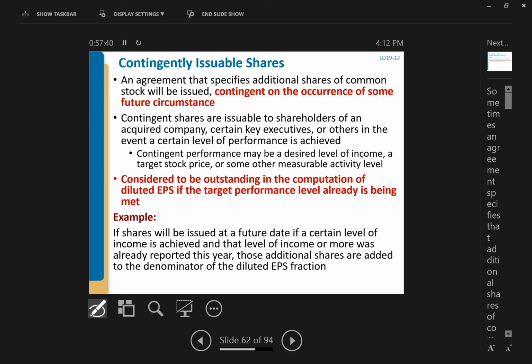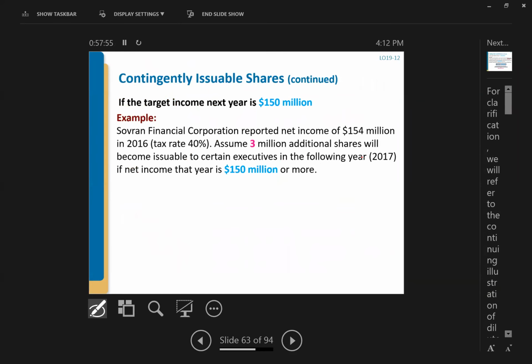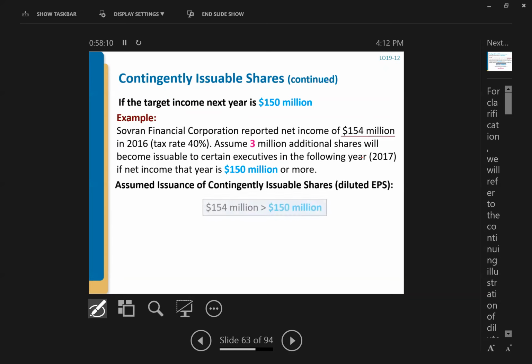So if shares will be issued at a future date if a certain level of income is achieved, and that level of income or more was already reported this year, those additional shares are added to the denominator and nothing's going to impact your numerator. So here, assume 3 million additional shares will become issuable to certain execs in the following year, next year, if net income that year is 150 million or more. Assume that the issuance of contingent shares has happened already, right? And so we're just going to increase the denominator, which causes your earnings per share to be diluted.